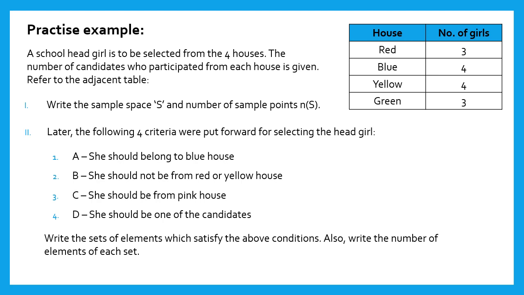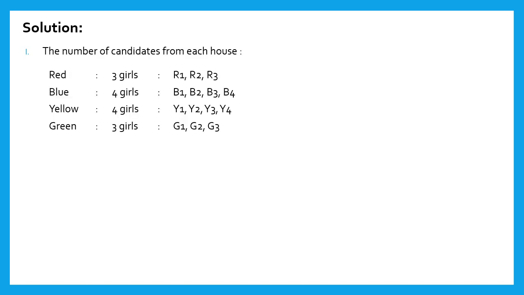We shall discuss this example step by step. In this example, we are given the number of candidates from each house and asked to find the sample space and sample points. Let us denote the candidates of each house as R1, R2, R3, B1, B2, B3, B4, Y1, Y2, Y3, Y4 and G1, G2, G3 respectively.